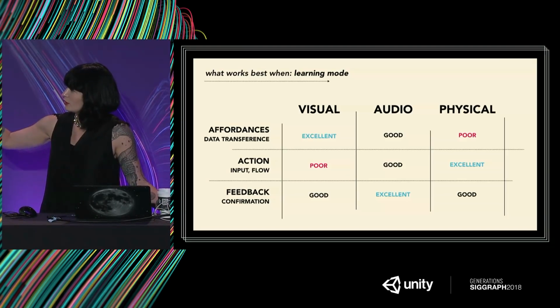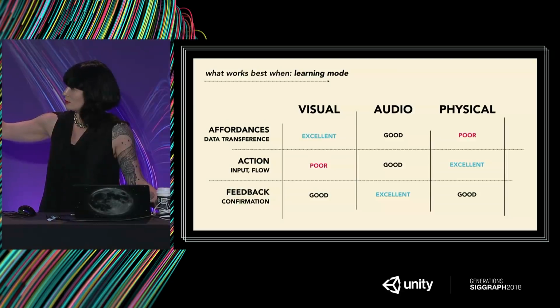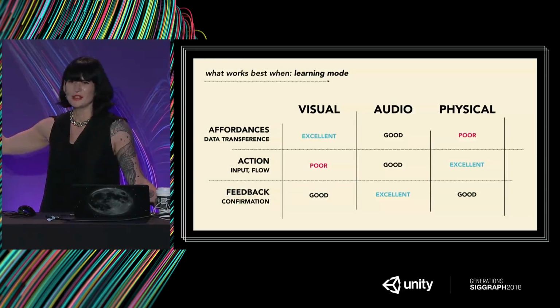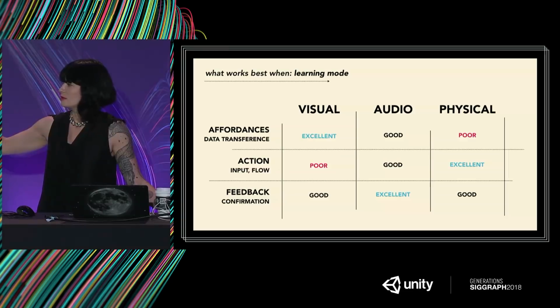So it's great for affordances, letting you know what's possible. As an action or input, it's poor. It kind of doesn't exist. Visual input per se, maybe eye tracking you could say is a visual input, but it's not really a thing. And then for feedback, it's fine. It's about as good as the rest of them.